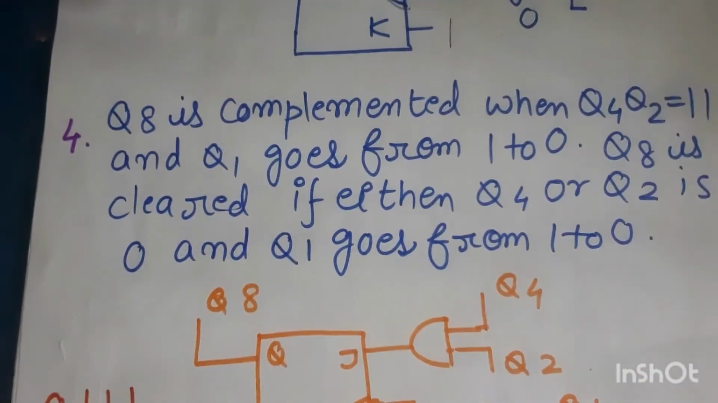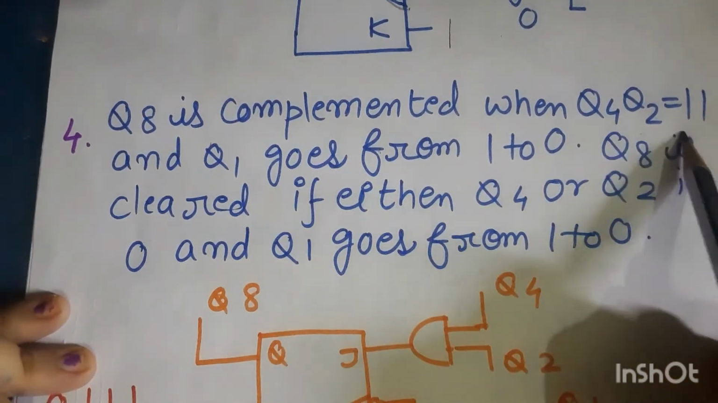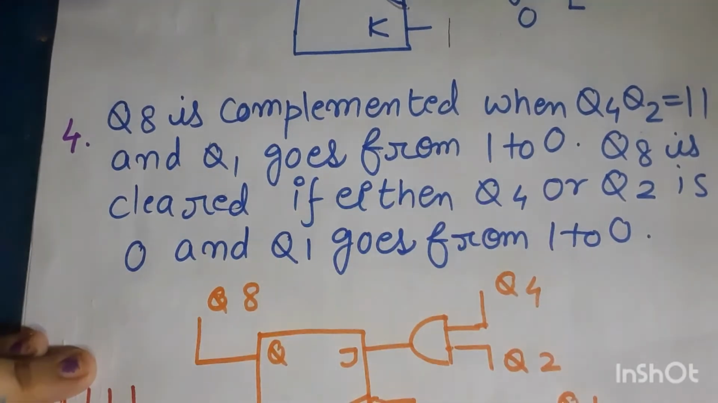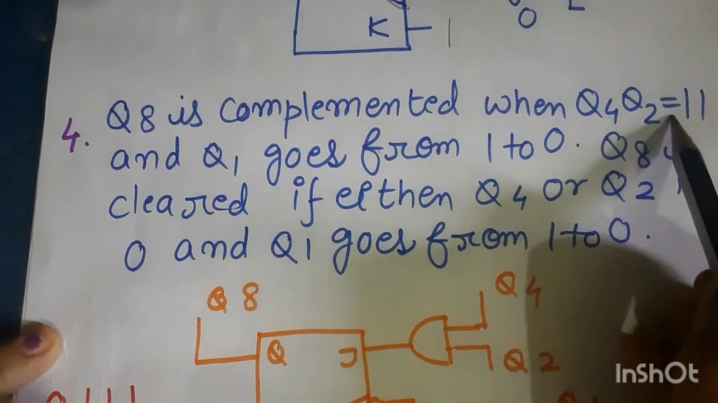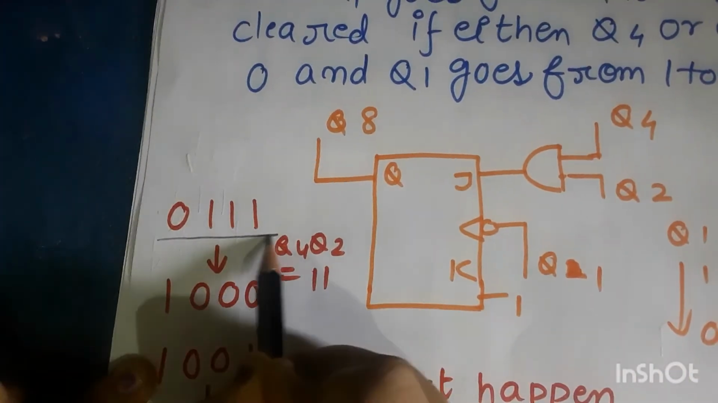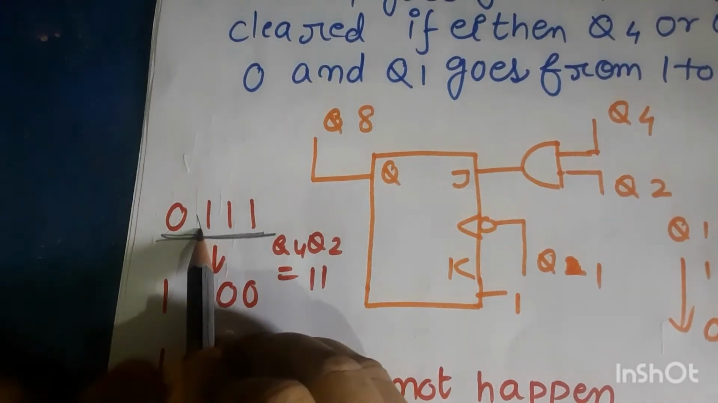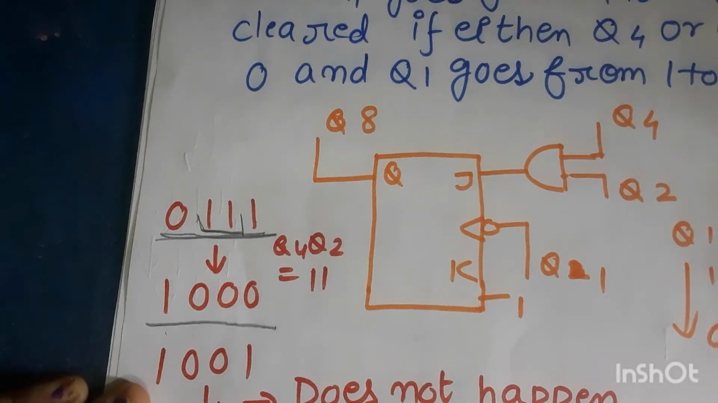Now the Q8. Q8 is complemented when Q4, Q2 equal 1, 1 and Q1 goes from 1 to 0. What is the condition? For the value 7, Q8 is complemented when Q4 and Q2 are 1, 1 and Q1 goes from 1 to 0. That is the condition we can have for the mode 10 counter.